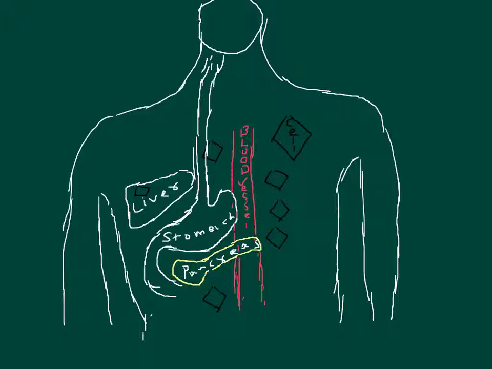In this diagram, this is the chest, this is the abdomen, and in the abdomen on the right upper quadrant we have the liver, and this is the stomach, and underneath the stomach this is the pancreas.